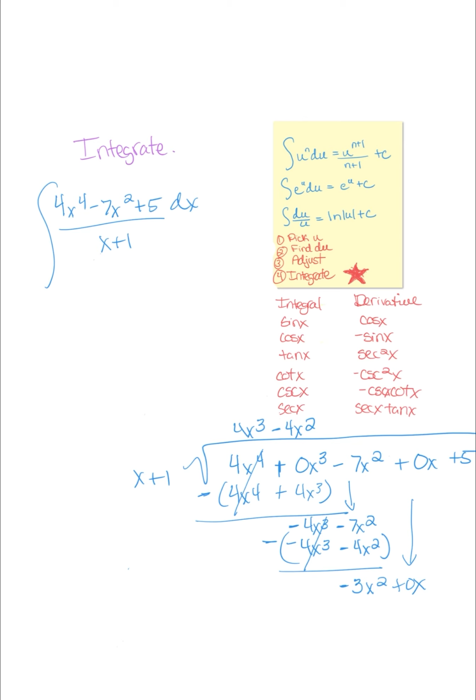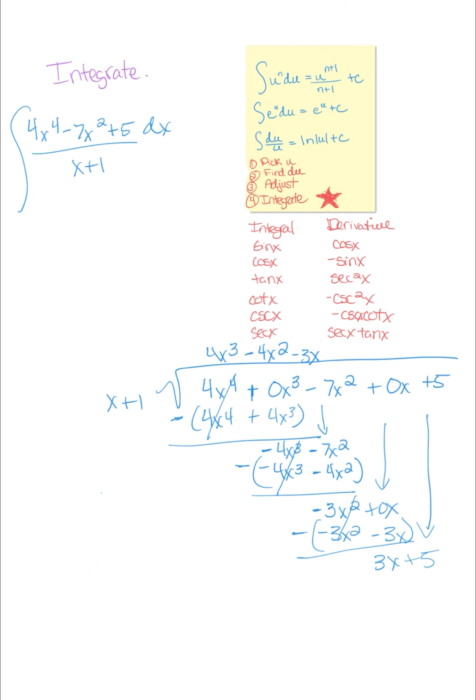Negative 3x squared. X goes into that negative 3x times, and then negative 3x times x is negative 3x squared. Negative 3x plus 1 is negative 3x. Wrap that up, minus sign. First one goes away. Then you get a positive 3x. Bring down your 5. 3x, x goes into that 3 times. 3 times x is 3x. 3 times 1 is 3. Wrap that up. Add a minus sign. First one goes away. 5 minus positive 3 is a 2.